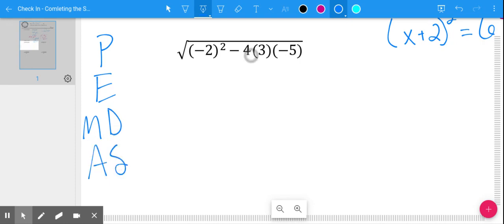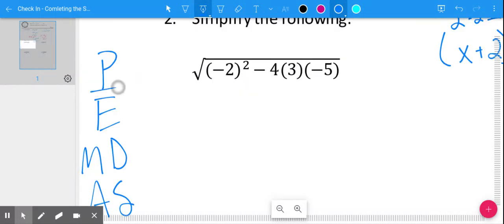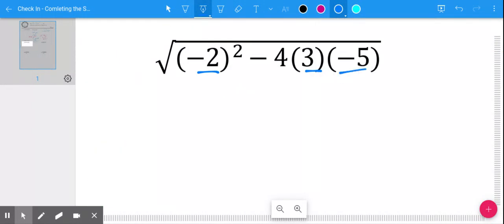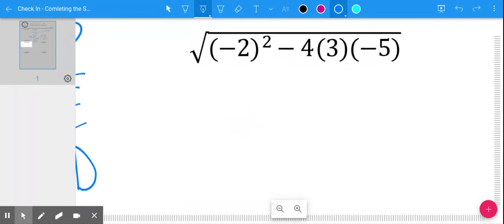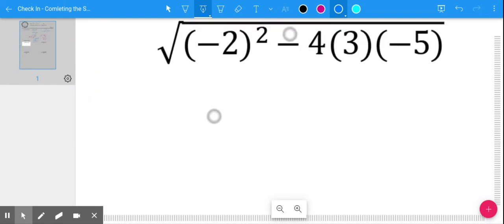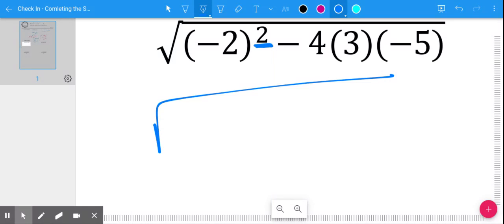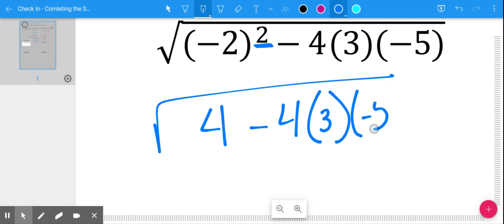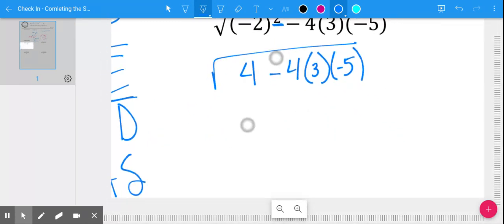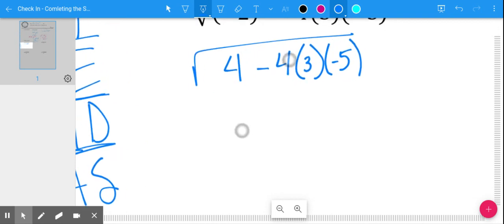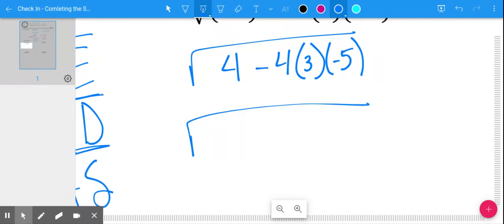Okay, so we're going to start by simplifying this. The first thing is parentheses, but if I look inside these parentheses, I can't simplify that at all. So we're just going to worry about simplifying what's underneath the radical. Our next one is going to be exponents. Negative 2 squared gives me 4, minus 4 times 3 times negative 5. Next, we have multiplication and division. So I'm going to multiply or divide anything I can. The 4 just hangs out. Negative 4 times 3 gives me negative 12, times negative 5 again gives me positive 60.